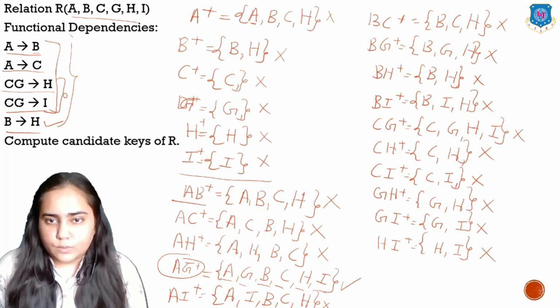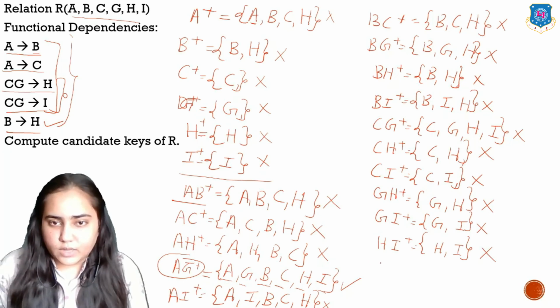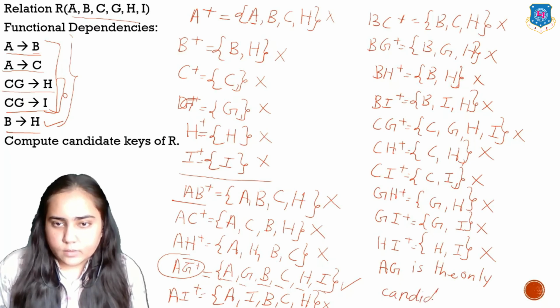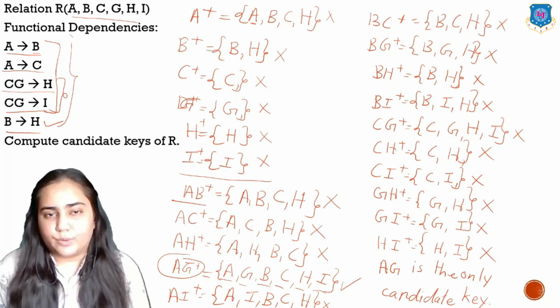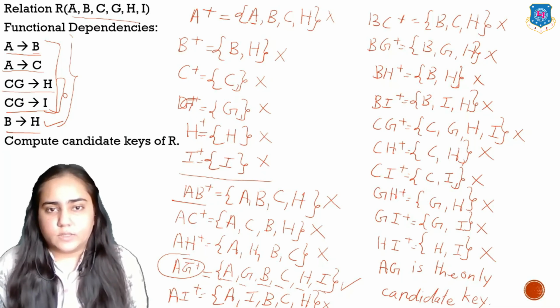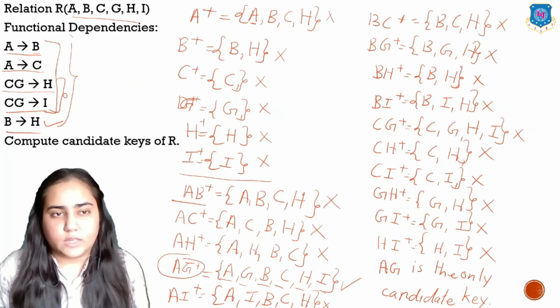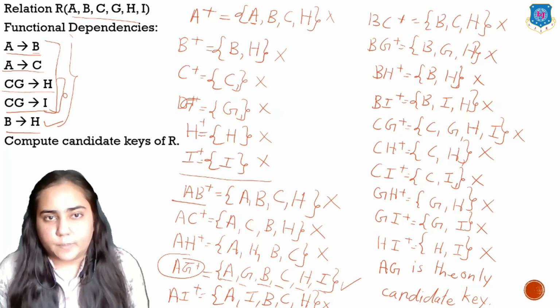So to conclude, I can write that AG is the only candidate key. AG is the only candidate key present for this table. So if you had to choose a primary key, all you could choose was AG, the combination of AG.